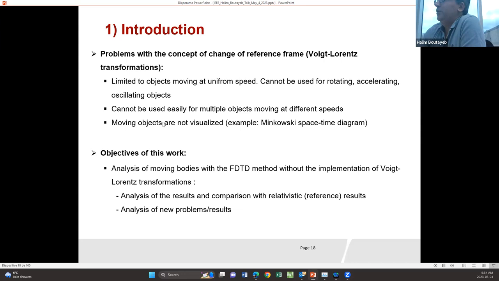Another problem is that moving objects are not visualized. For example, in the Minkowski space-time diagram, it is supposed to represent something moving, but you don't see an object moving. So the objective of this work is to analyze moving bodies with the FDTD method without the implementation of the Voigt-Lorentz transformation, analyze the results and compare them with the relativistic results, which are considered as a reference. We also want to analyze new problems and see if we get new results.